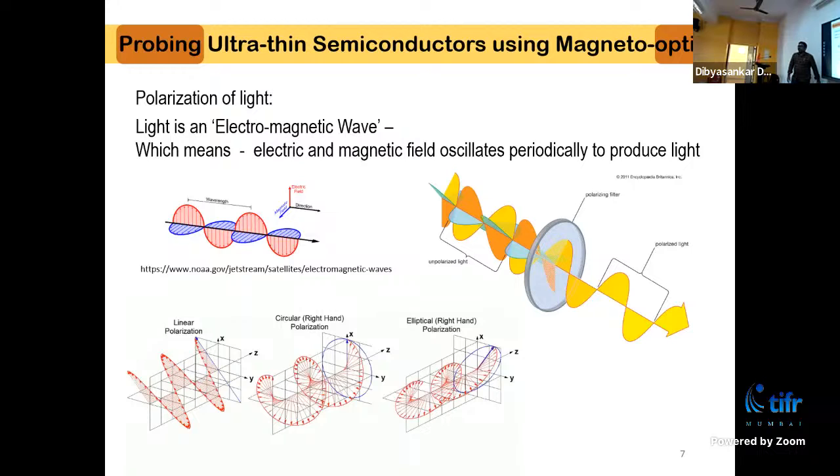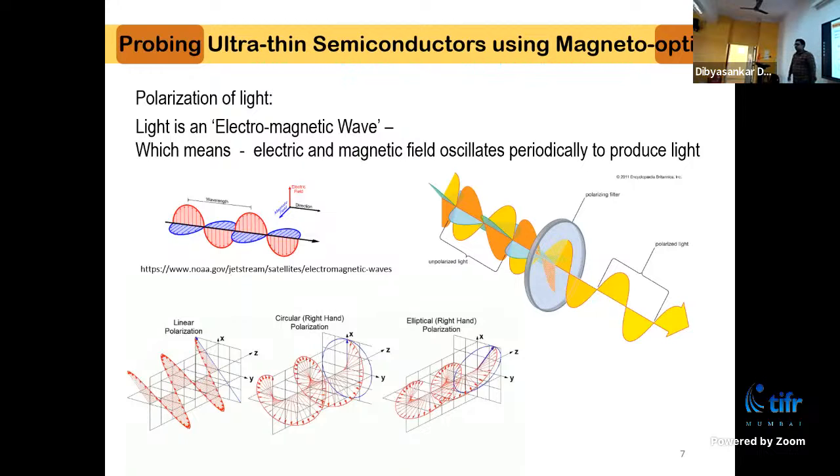Exactly. So we as humans cannot detect the state of polarization of a light. Our eye is not sensitive to that. To know whether this light is polarized or not, we need another polarizer to check. So what will happen if it is polarized?